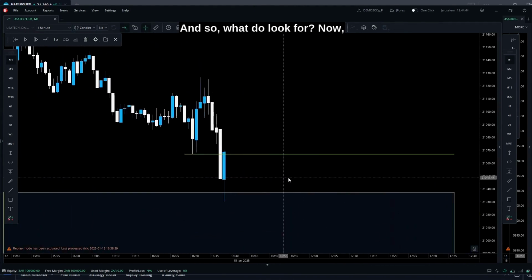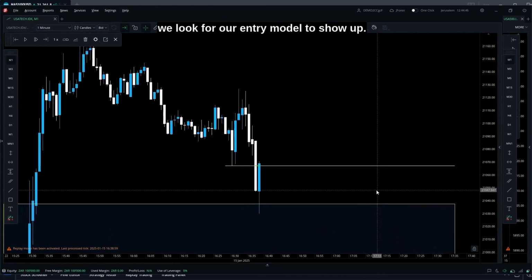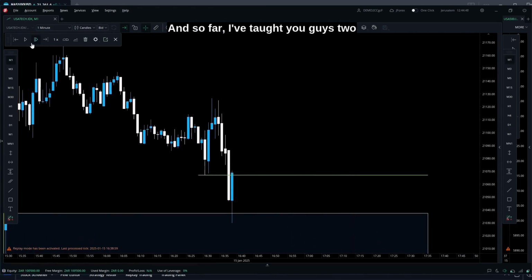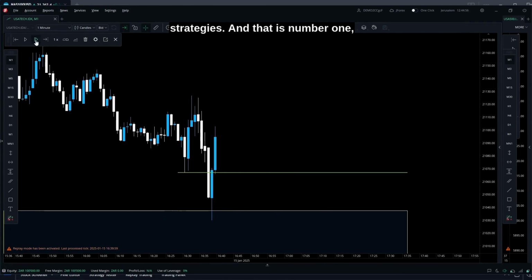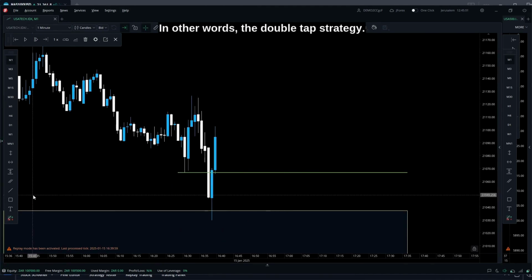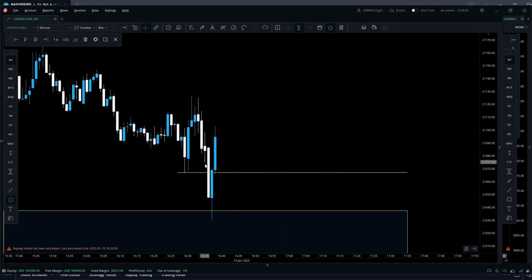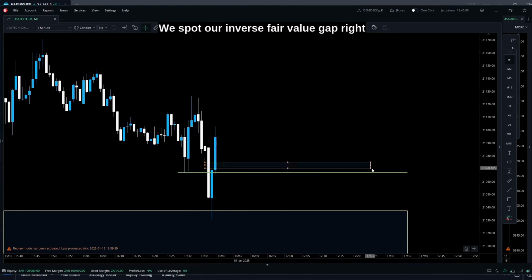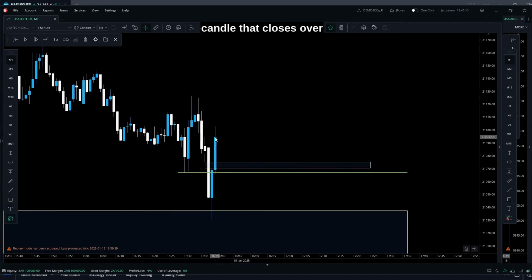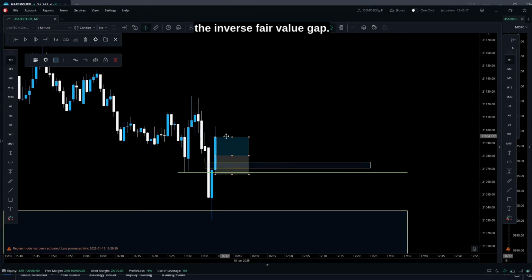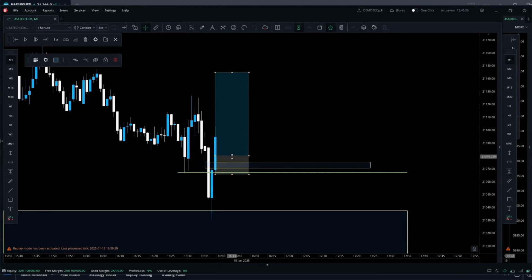And so what do we look for? Now we look for our entry model to show up. And so far I've taught you guys 2 strategies, and that is number 1, the inverse fair value gap entry. In other words, the double tap strategy. We spot our inverse fair value gap right there, and we enter on the candle that closes over the inverse fair value gap. You can see right here.